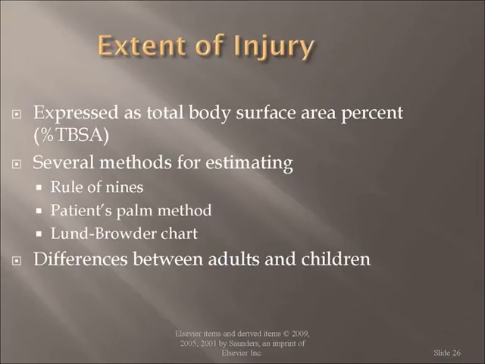With burns, the extent of the injury is expressed as a total body surface area percentage, or percentage TBSA. There are several methods for estimating this. Most of the time you will see the rule of nines used because it is the most rapid way to do so. However, there is a patient's palm method where you measure the size of the patient's palm. And then there's also one called the Lund-Browder chart. There are differences between adult and children methods of estimating.